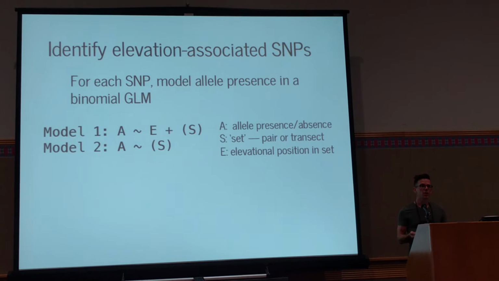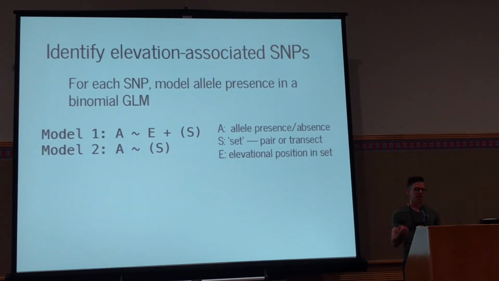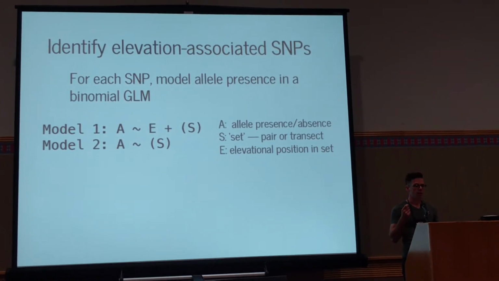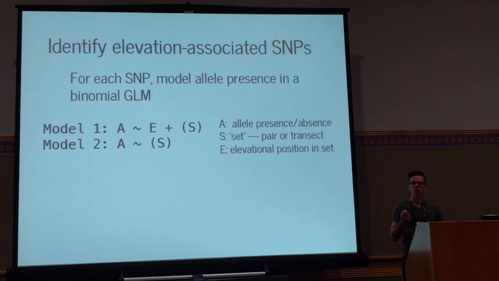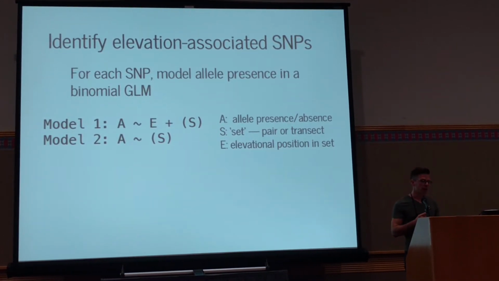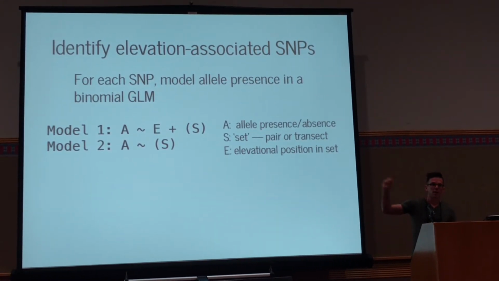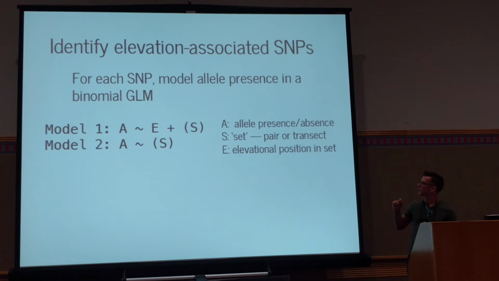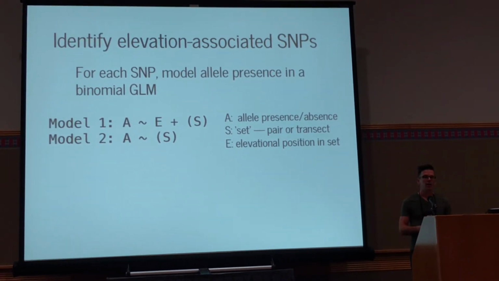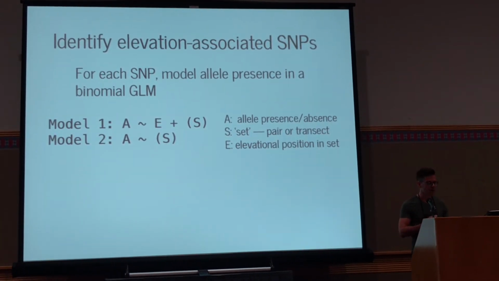To identify elevation-associated SNPs in these contrasting sets, at every SNP in the data set, I've fitted a model of the presence of the reference allele in a binomial generalized linear model, and used two models, actually. In the one, we're explaining the presence of the allele with elevational position within a pair or a transect, and a random effect of the identity of the pair or the transect.